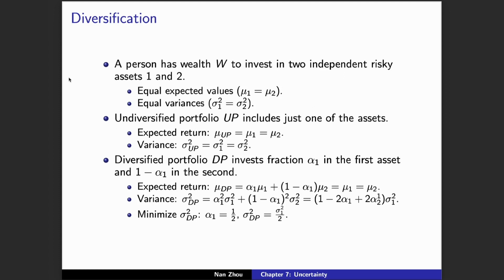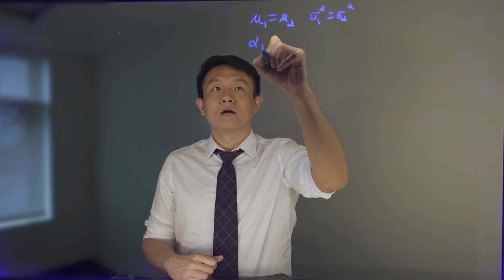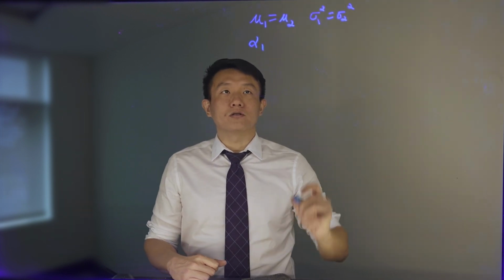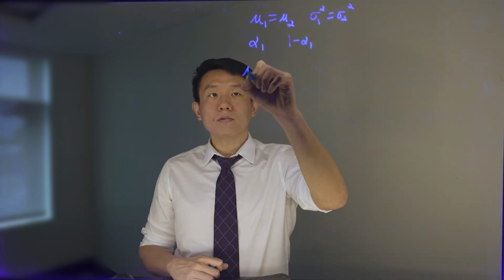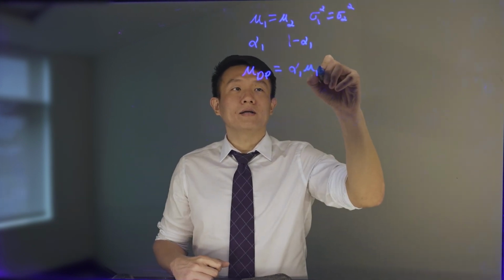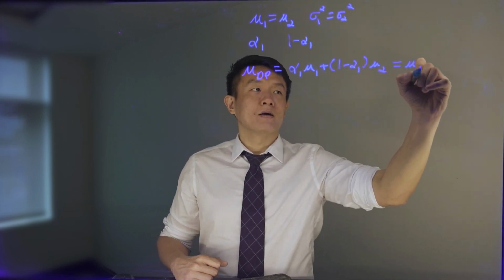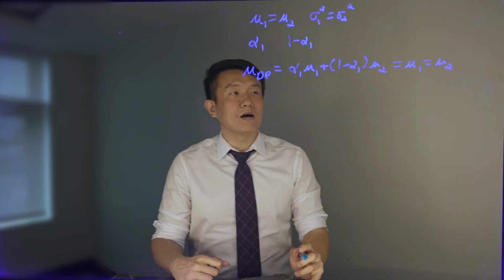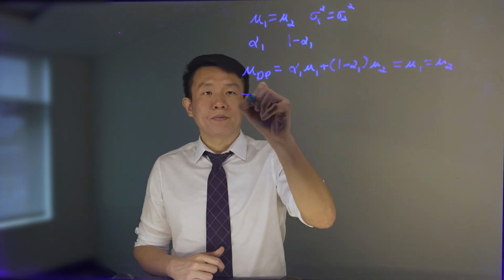So let's say we have two assets and they're going to have the same mean as well as the same variance. We're going to have a diversified portfolio where a proportion alpha 1 of my wealth goes into stock 1 and 1 minus alpha 1 goes into stock 2. Then the mean return is just going to be the weighted average of the individual stock means. And because they have the same mean, the mean return of the diversified portfolio will be the same as if I were to invest in either stock individually.